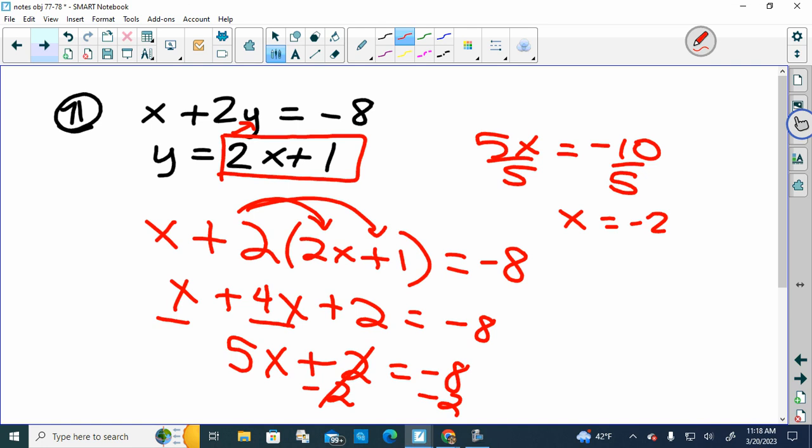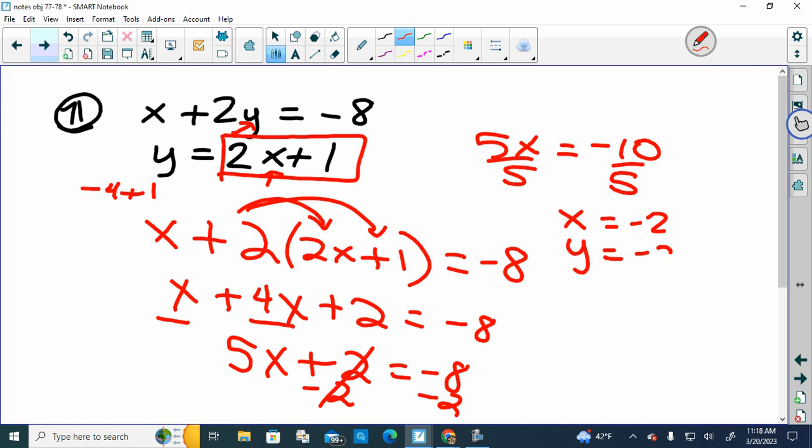Okay, so now it has to work in both equations. It doesn't matter which one you want to plug it into. I'm going to choose the bottom one just because then I would have to isolate and move things to the other side. So where the x is at, x is a negative 2. That means I would plug it into right there. So 2 times a negative 2 would make it a negative 4. So now I have a negative 4 plus 1, which means my y would be what?